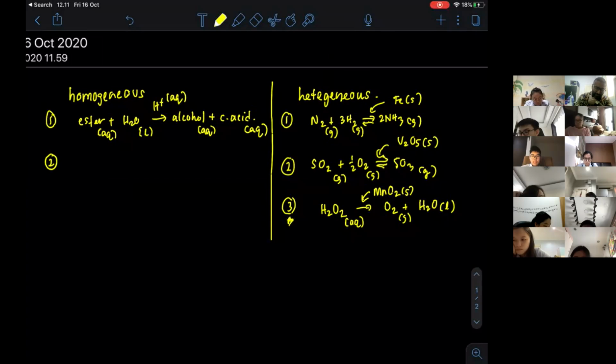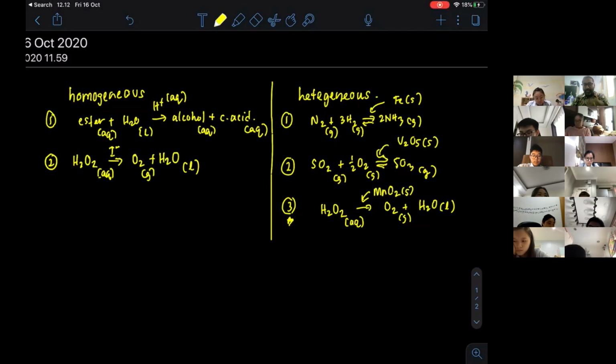So H2O2 plus I minus, the catalyst. Actually, I don't want the entire thing. It gives you O2 and H2O. Again, this one is going to be aqueous, this is going to be gas, and this one is going to be liquid, but I use the I minus.